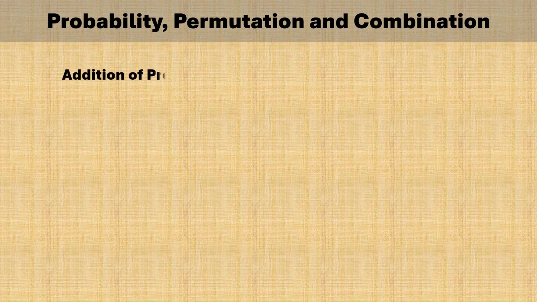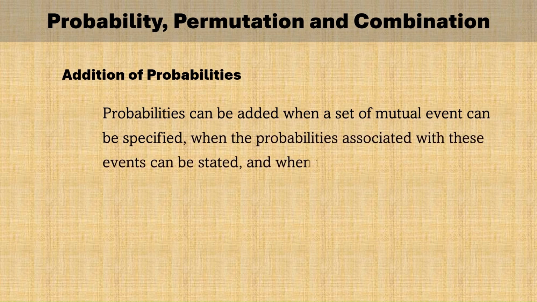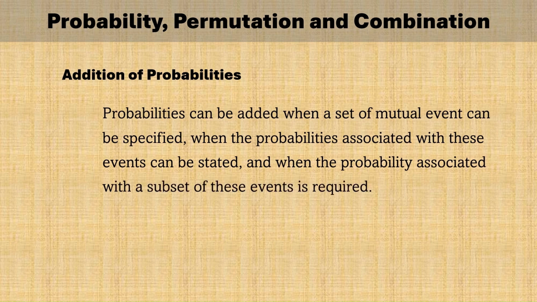Probabilities can be added when a set of mutually exclusive events can be specified, when the probabilities associated with these events can be stated, and when the probability associated with a subset of these events is required.